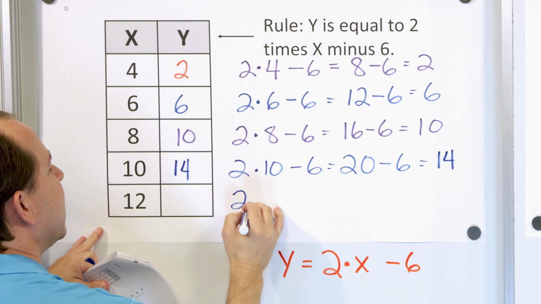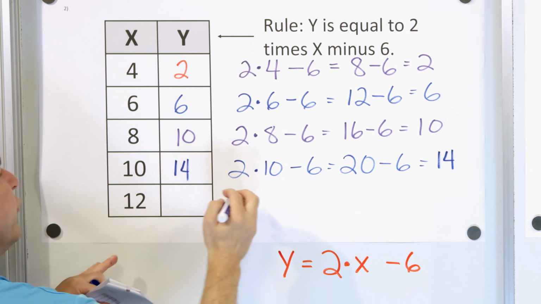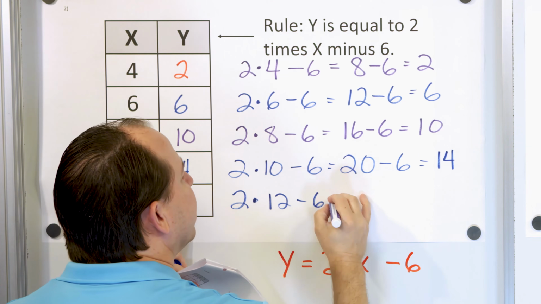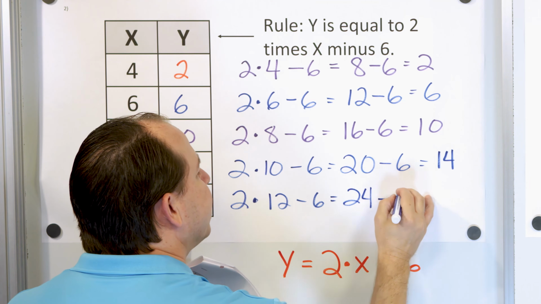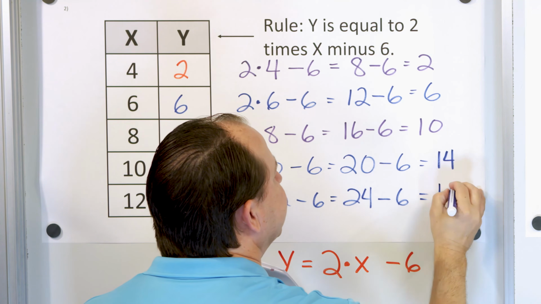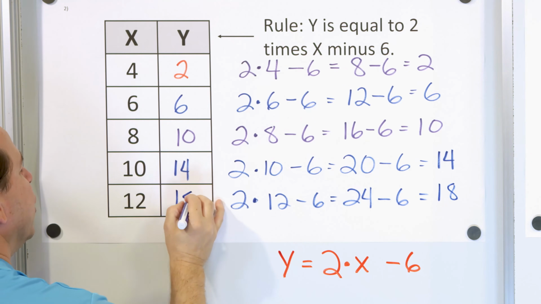Finally, we have 2 times whatever x is equal to, 12, minus 6. Now, 2 times 12 is what? 24. And then we have to subtract 6. Now, if you count backwards, when you subtract 6, you'll get 18. And so 18 goes here.